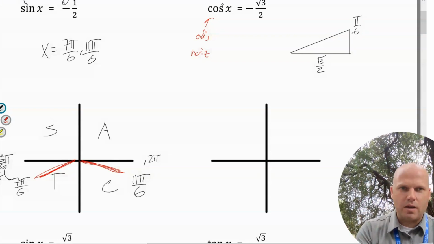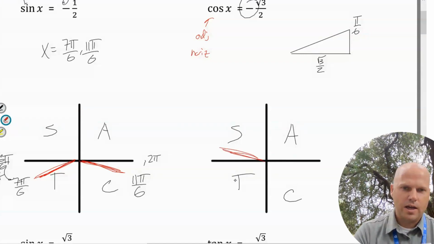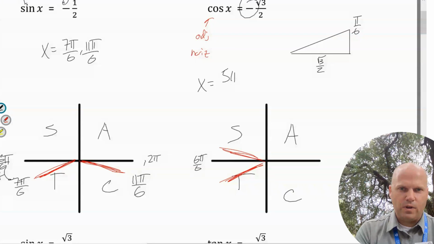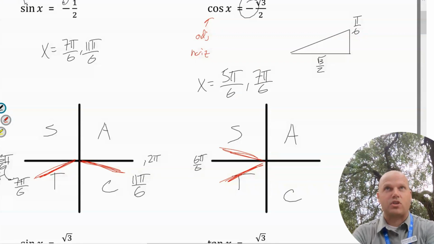But I want the pi over 6s when cosine is negative. Cosine is negative in the second and the third quadrant. It's positive in the first and the fourth. So I want the pi over 6 here, and I want the pi over 6 here. This is 6 pi over 6. Subtract a pi over 6, add a pi over 6. If you are asked to provide the angles between 0 and 2 pi, this is your answer.